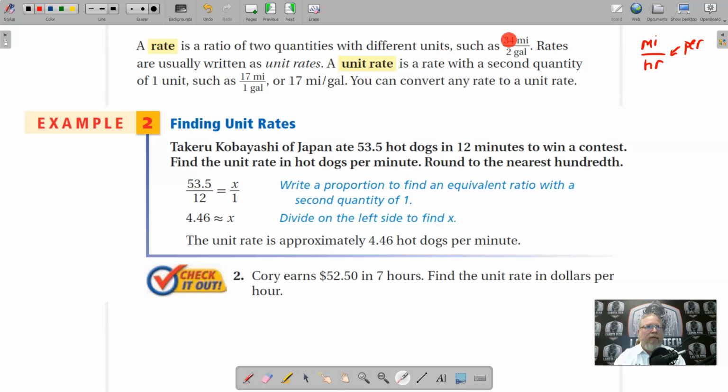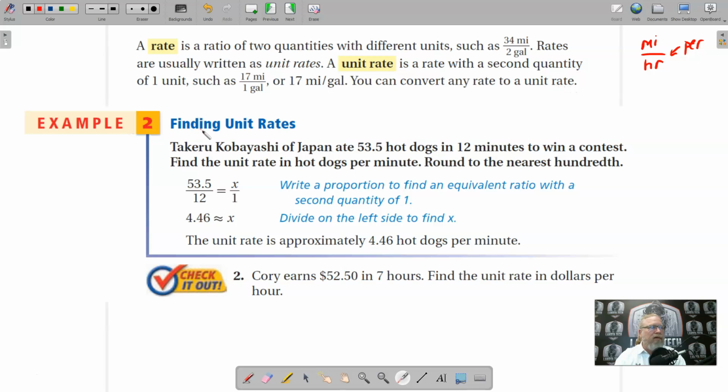So instead of knowing how many miles we can get for 2 gallons, we want to know what we can get for 1 gallon, and that would be 17 miles. So 17 miles per 1 gallon is a unit rate. We know this because the denominator has a value of 1. You can convert any rate to a unit rate.